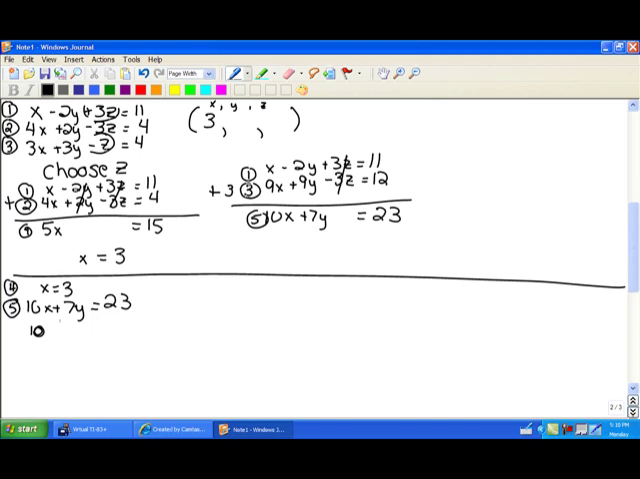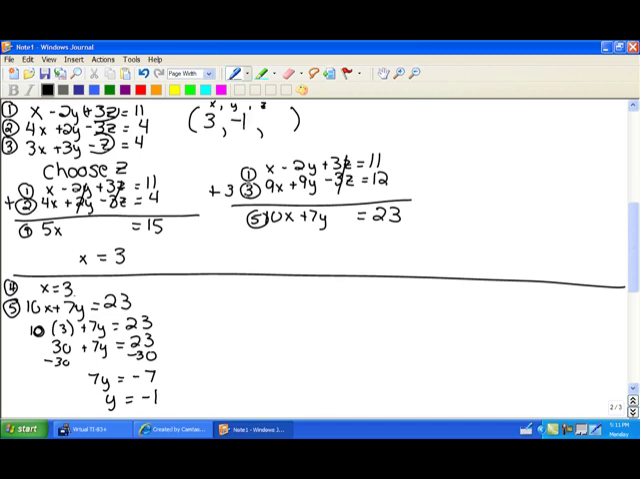We can just substitute the 3 in for the x into equation 5. We'll have 10 times 3 plus 7y equals 23. That's 30 plus 7y equals 23. When I subtract 30 from both sides, I'm going to have 7y will equal a negative 7. Therefore, I know that y has to equal a negative 1 when I divide.